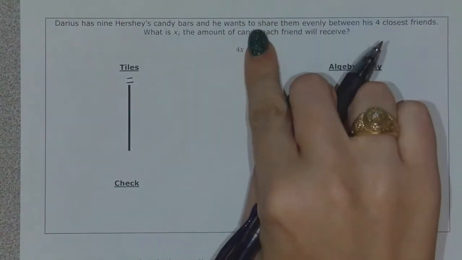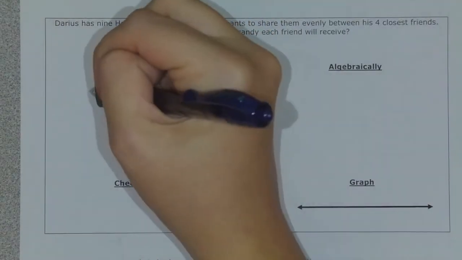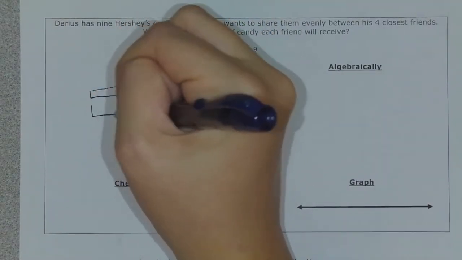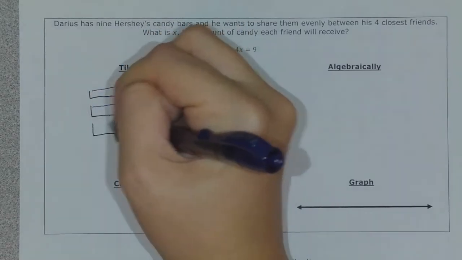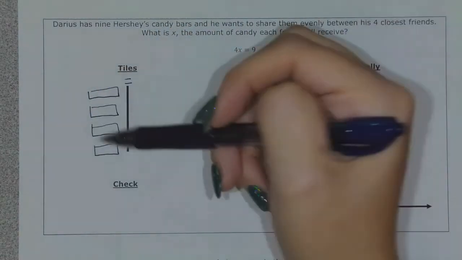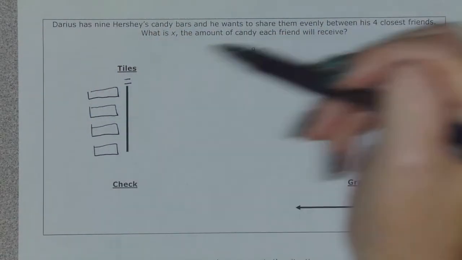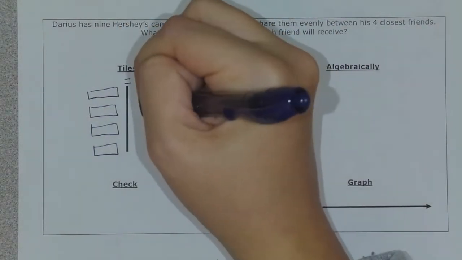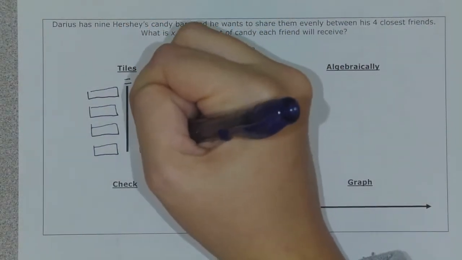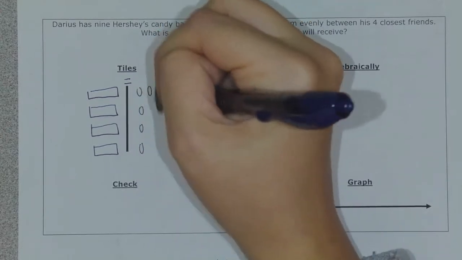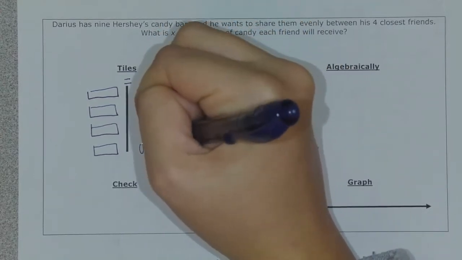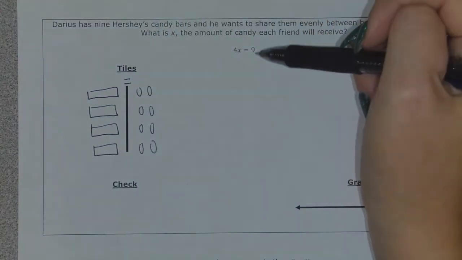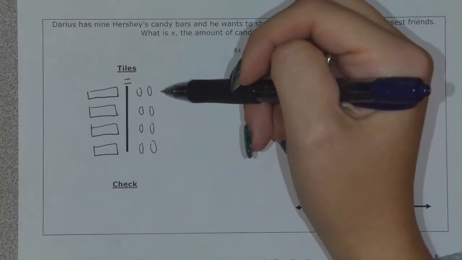So remember, I need what's on the left, which is 4x. Let's draw those horizontally. So 1, 2, 3, 4. So remember, these are like my team captains. They're going to get to share those 9 tiles. So I'm going to start with the top for 1, 2, 3, 4. I'm going to go back to the top for 5, 6, 7, 8. And then I need to get to 9, but I have 1 left over.